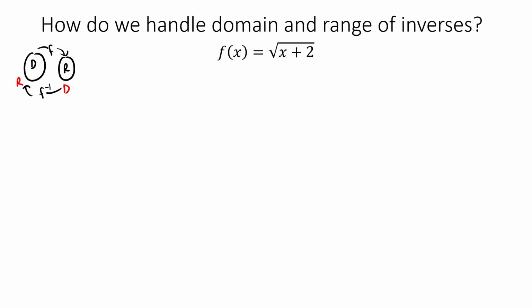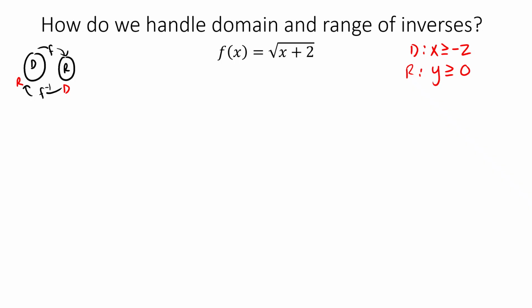So looking at this function, this is a square root function, and the domain of this function is x is greater than or equal to -2, because I can plug a -2 in. -2 plus 2 is 0, and that's good. And anything bigger than -2 is fine. But as soon as I go less than -2, now I've got negatives under the square root. So the domain of that is x is greater than or equal to -2, and my range is y is greater than or equal to 0.